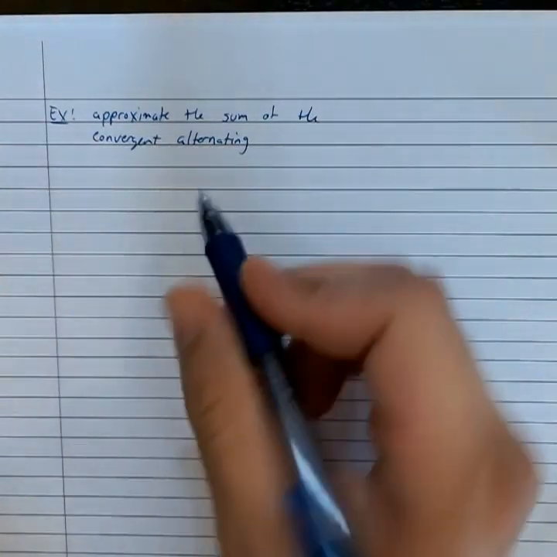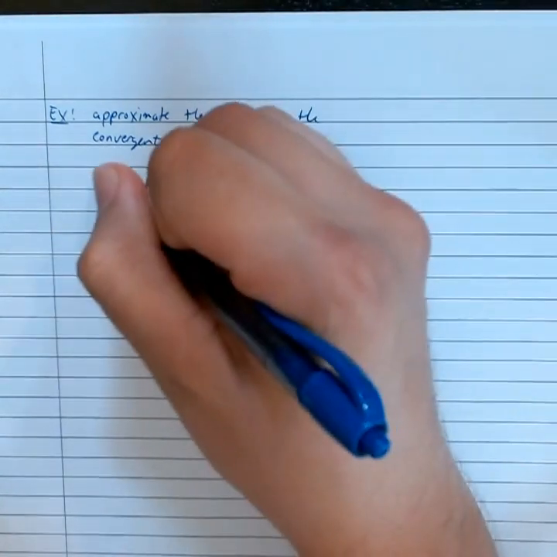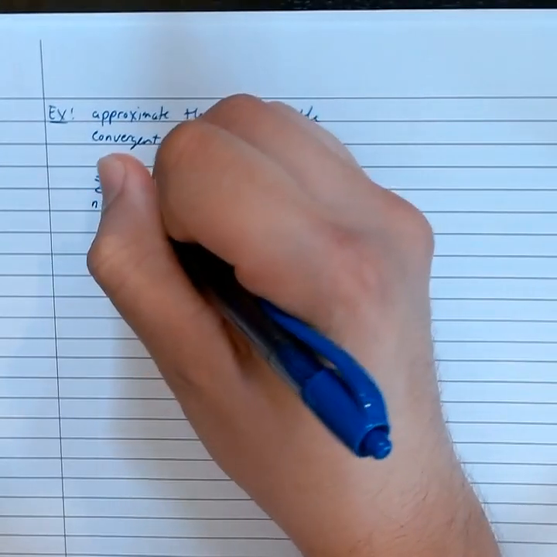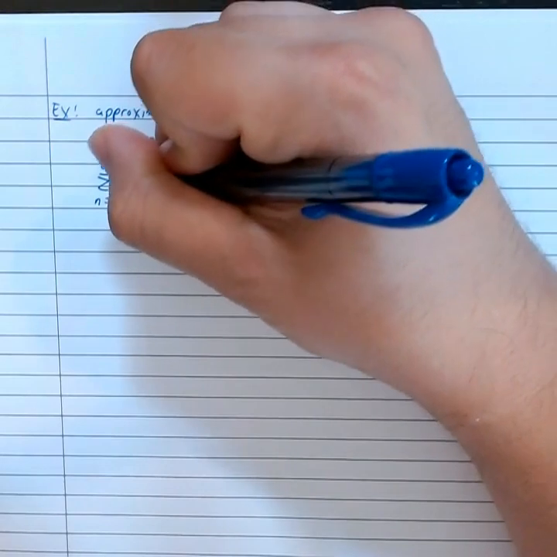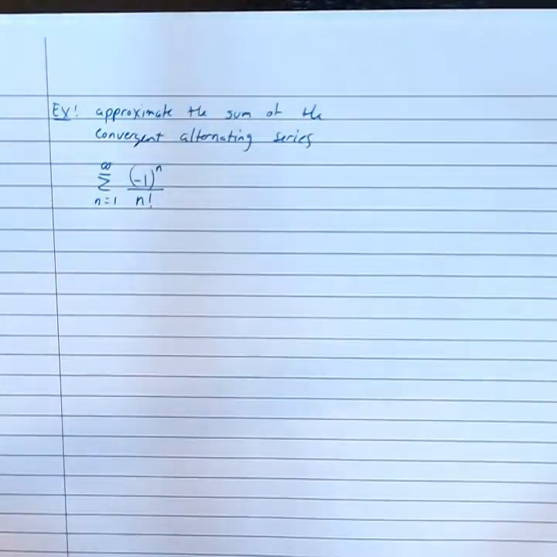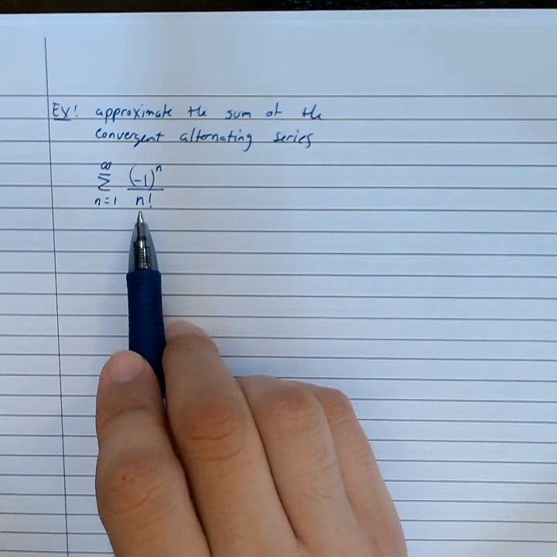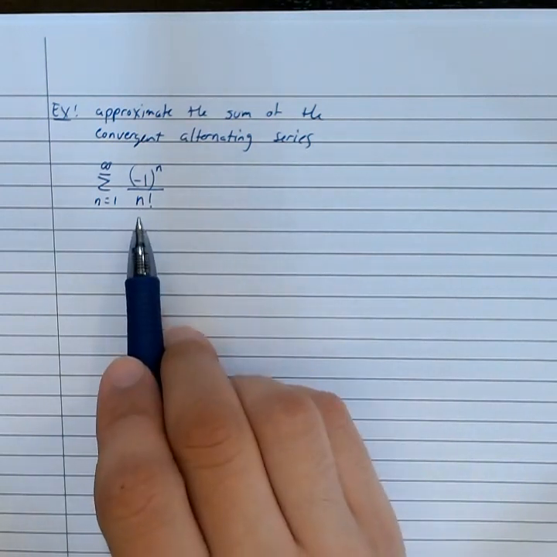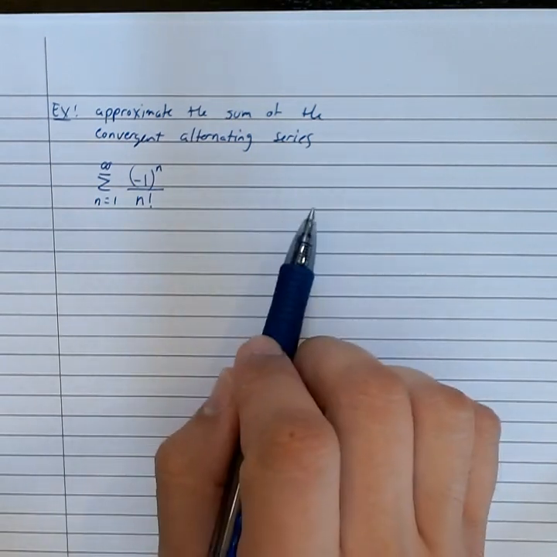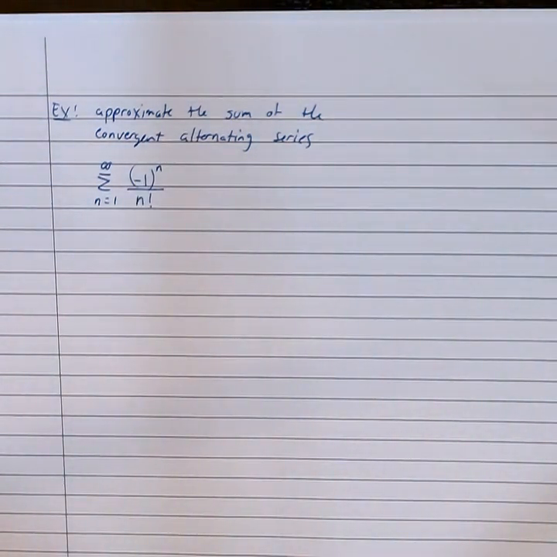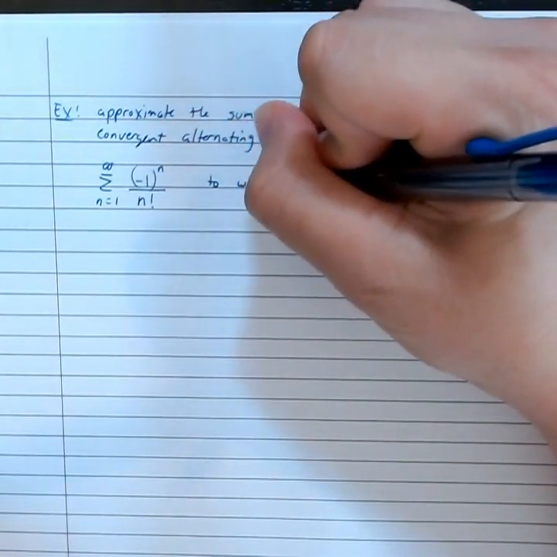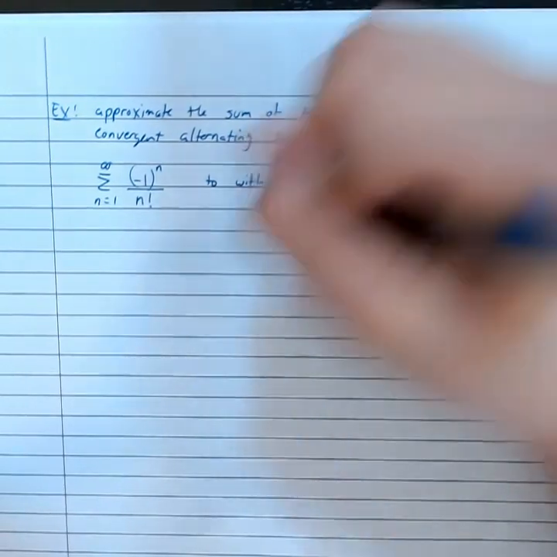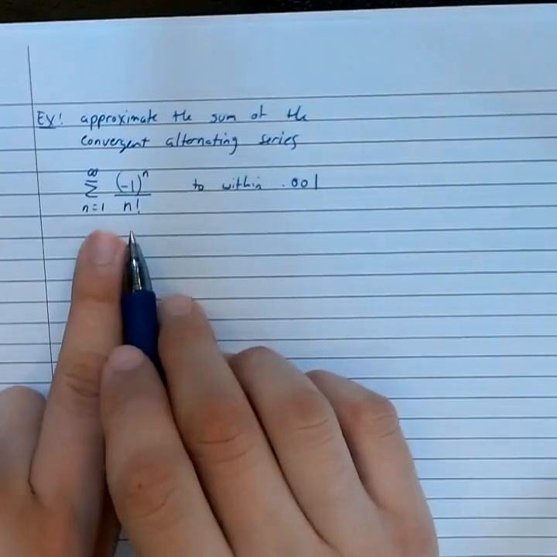So approximate the sum of the convergent alternating series that's given by the sum as n goes from 1 to infinity of minus 1 to the power n over n factorial. Remember how factorials work? Take that number, count down to 1, and multiply the numbers together. So 5 factorial will be 5 times 4 times 3 times 2 times 1. Okay? And we're going to estimate it so that it has an error that's less than 0.001, to within 0.001. All right, so in order to do this, I'm going to write out the terms the long way.